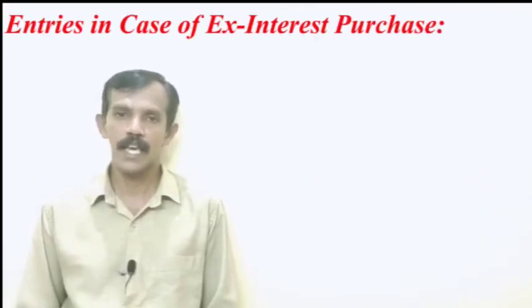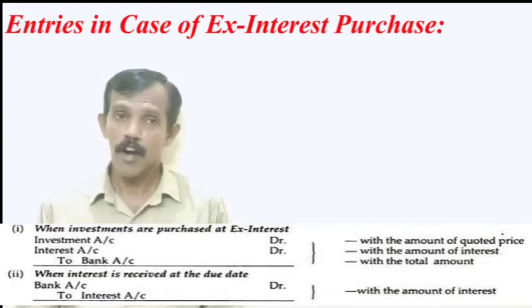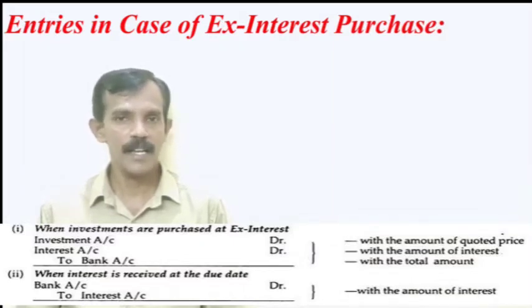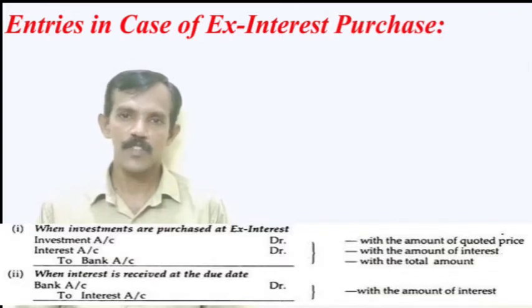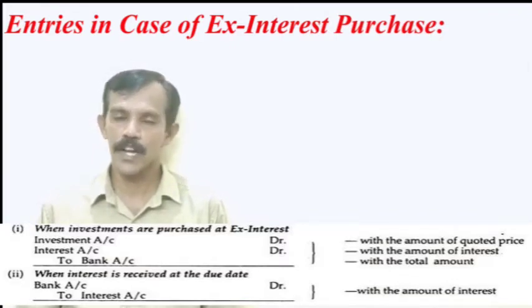Firstly, entries in the case of ex interest purchase. When investments are purchased at ex interest, our journal entry: investment account debit with the amount of quoted price, interest account debit with the amount of interest, to bank account, the total of this quoted price and interest. When interest is received on due date, journal entry: bank account debit to interest account with the amount of interest.